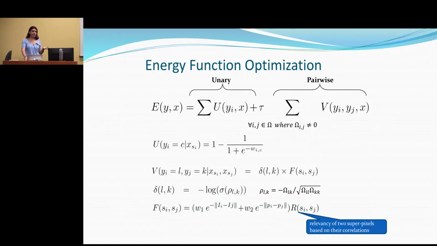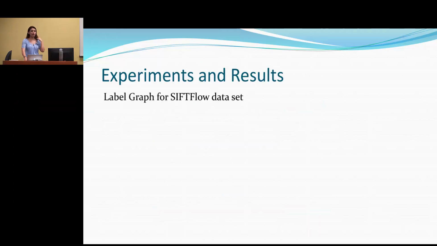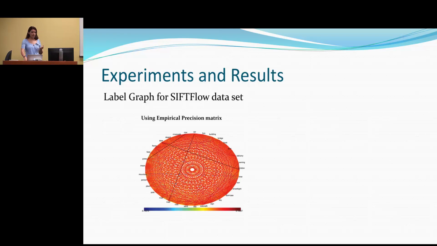Then we use alpha expansion to optimize this energy function, and we can get our final result of labels. Here I want to show the experiments and results. First, I want to show the label graph for the CIF4 dataset. The CIF4 dataset has 33 labels. The labels are like car, building, sea.